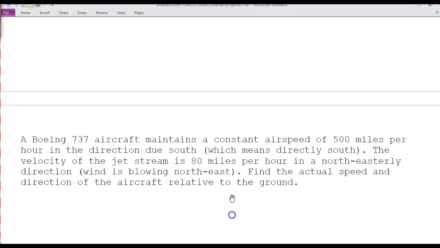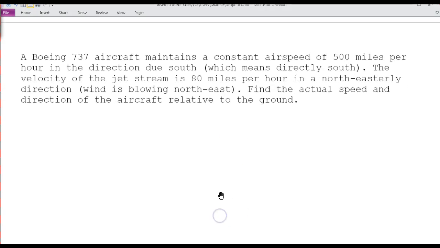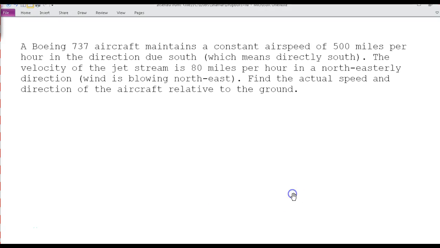And let's move on to this last example here. It says a Boeing 737 aircraft maintains a constant airspeed of 500 miles per hour in the direction due south, which means directly south. So for this direction here, if we're thinking about this on a coordinate grid, this would be negative 90 degrees. The velocity of the jet stream is 80 miles per hour in a northeasterly direction. For this one, it's north and east, so this would be 45 degrees. Find the actual speed and direction of the aircraft relative to the ground.